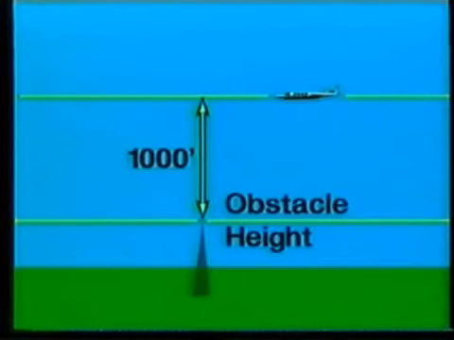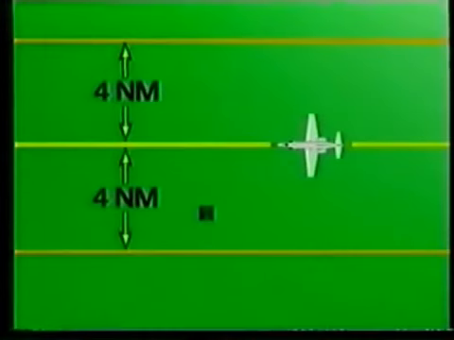All three are flyable routes which provide at least 1,000 feet of obstacle clearance when you're flying at the prescribed altitude. This obstacle clearance extends 4 nautical miles on either side of the charted course.